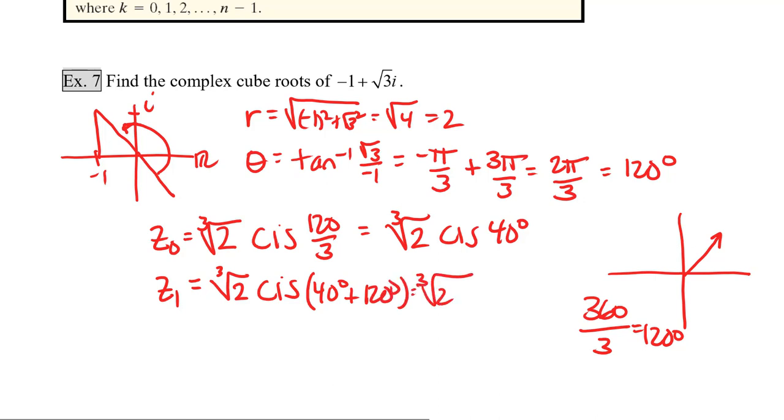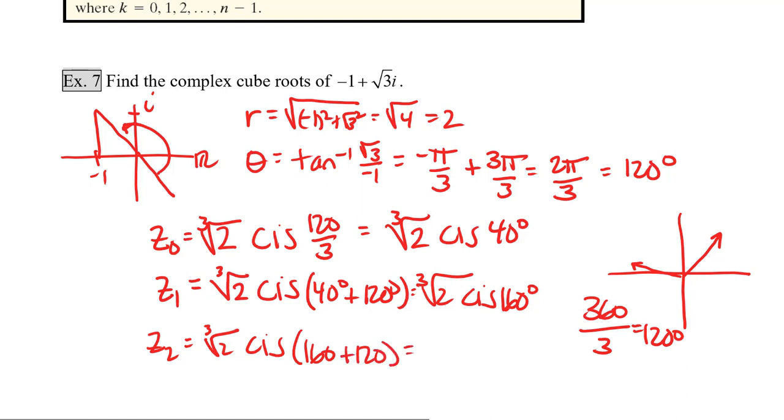So the second cube root I'm going to find by adding 120 to 40, and now I've got the cube root of 2 cis 160, and 160 is about over there. And my last cube root, z sub 2, is going to be the cube root of 2 cis, now I'm going to take the angle I just calculated, 160, and add another 120 to it. I'm going to get the cube root of 2 cis, and 160 plus 120 is 280 degrees, and 280 degrees is about down there.